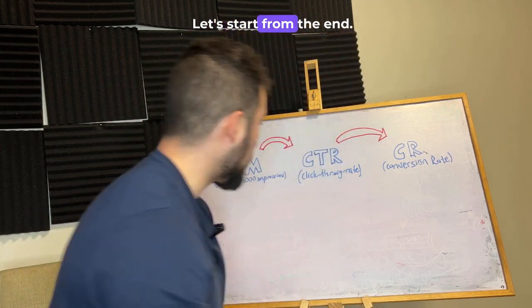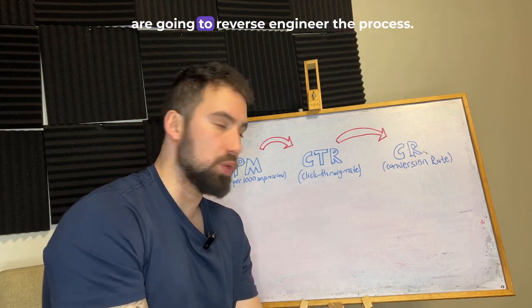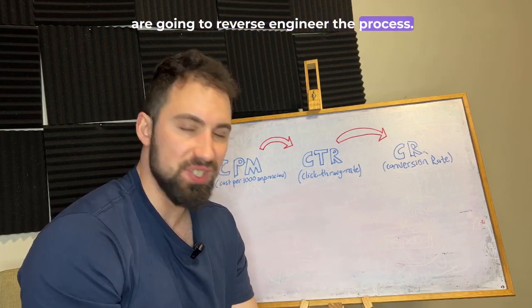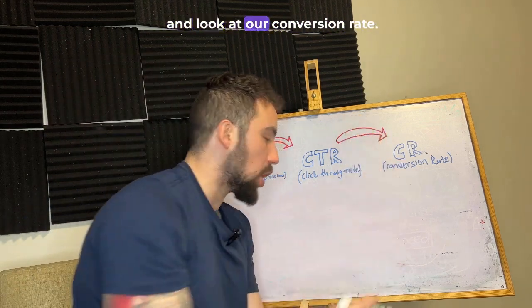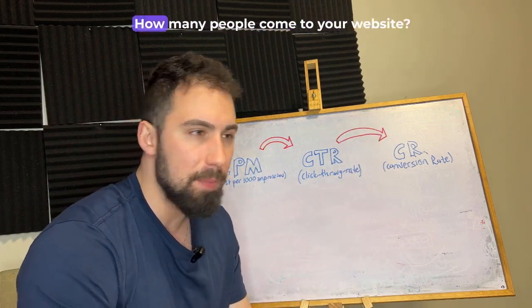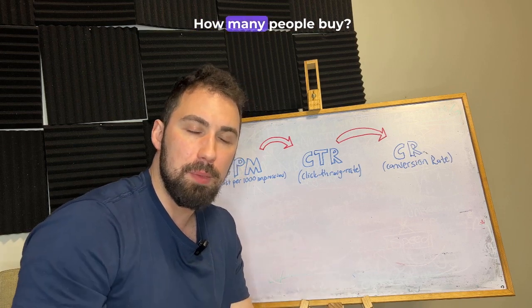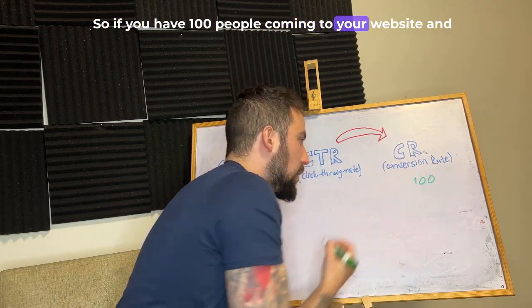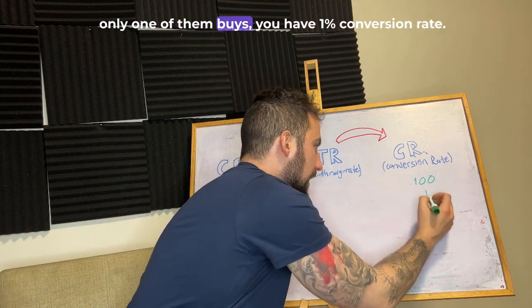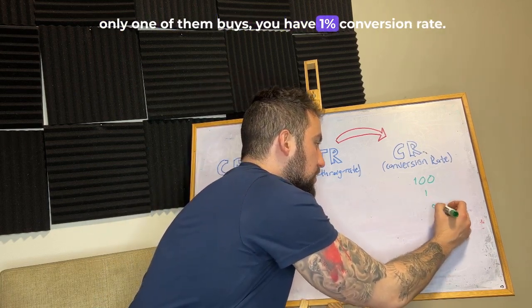Let's start from the end, because we are going to reverse engineer the process. Why do we do this, right? So we're going to go and look at our conversion rate. What is conversion rate? How many people come to your website? How many people buy? So if you have 100 people coming to your website and only one of them buys, you have 1% conversion rate.